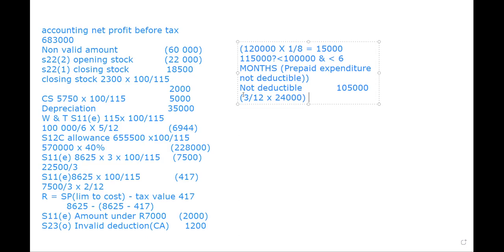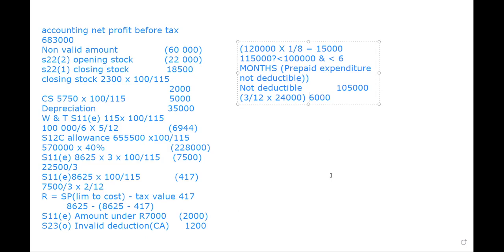Yeah, 3/12 times 24,000. It's going to give you 6,000. So 6,000 was rightfully deducted. But again, don't forget your prepaid expenditure. That's why I'm saying you should know your standard well, but those are just two requirements.